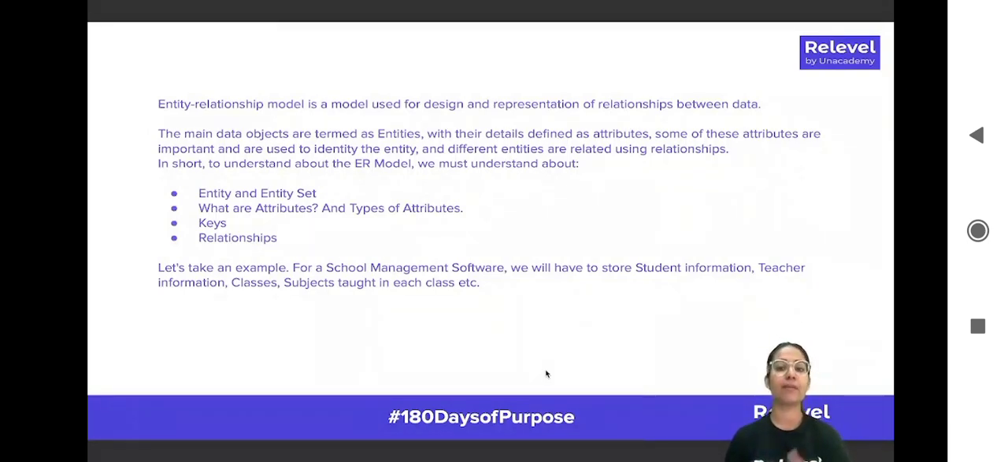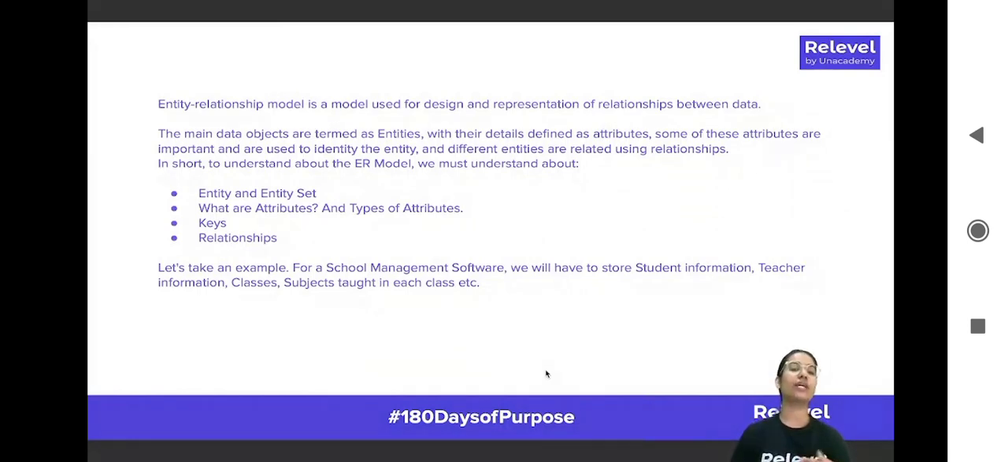And different entities are related using relationships. So teacher and student is a relationship, right? Different entities are related, so they have a relationship. Teachers and students, students and subjects, right? All of them are entities which are related to each other. And in ER models, we represent all these relationships.